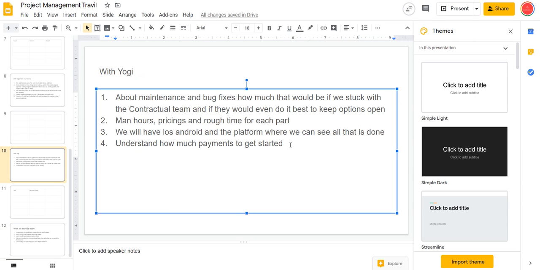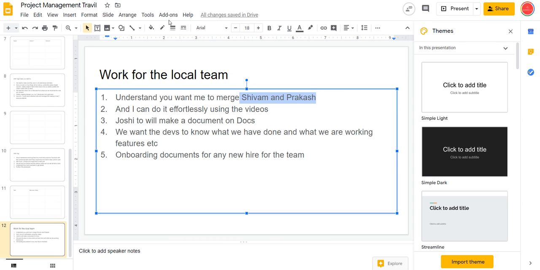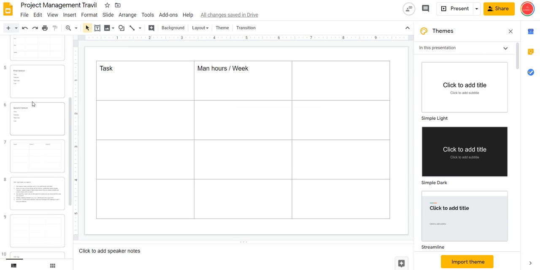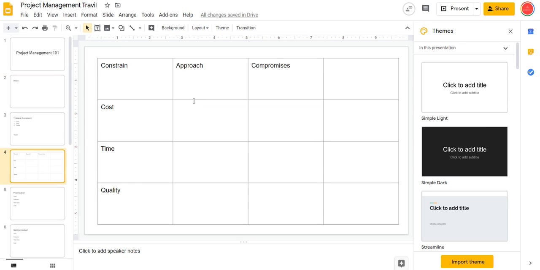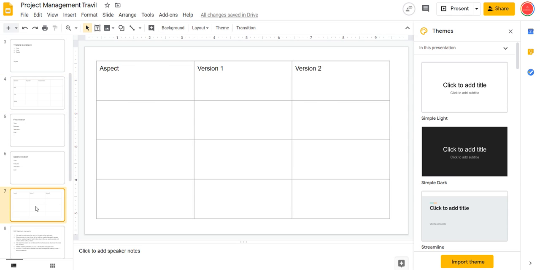So we need to know the profile of the developer. Okay, and then we need to have nice onboarding documents for Shivam and Prakash, or if we have any other person joining in the team midway. These are some very quick notes about this project management slide. This has to be done. So this is a to-be-done thing. We have to fill up all these tables with something.